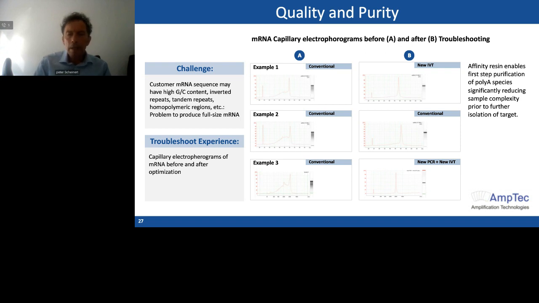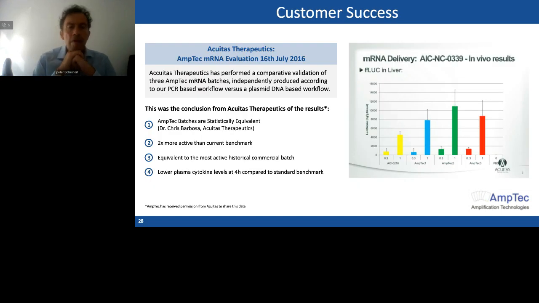And the next slide. Just to show you a very nice picture from one of our customers, a customer success. Normally, I would really like to point out that we never ever disclose any customer names. We had a very nice collaboration that started already in 2016 with a Canadian company, Acuitas Therapeutics, and they performed a comparative validation of three amplicon batches independently produced according to our PCR workflow versus a plasmid DNA-based workflow.